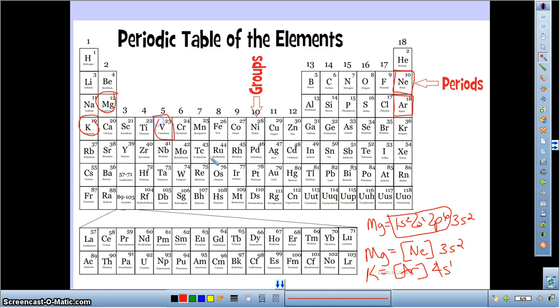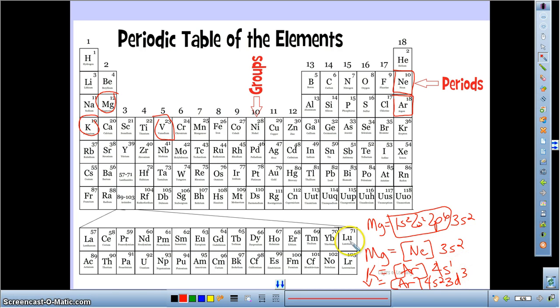I could do this for vanadium. Let's say I want to do vanadium. So I'm going to go backward. I'm going to say that's argon. So vanadium is argon, and then everything that comes after argon until you get to vanadium. So it's argon, 4s2, 3d, 1, 2, 3, so 3d3. So it's a shorthand method, and we rely on our noble gases in order to help us write this shorthand method.